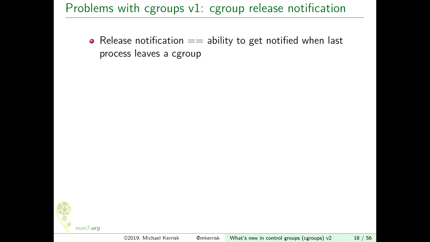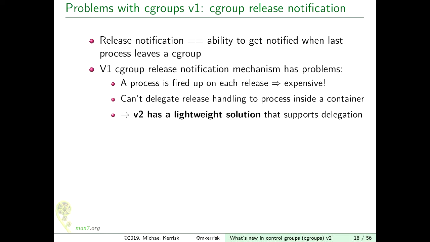Now, the problem with release notification in version 1 is it was done in a really expensive way. When a Cgroup became empty, the kernel magically fired up a process, and that process got some information about which Cgroup became empty, and it would do whatever is necessary in response to that. The problem is, if you have thousands of Cgroups becoming empty per second, that's thousands of processes per second. So it's a really expensive way of getting notification. So version 2 has a much more lightweight solution for this problem.